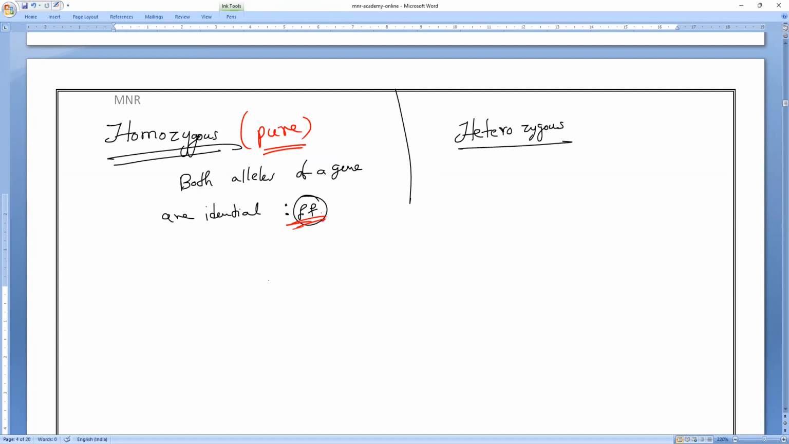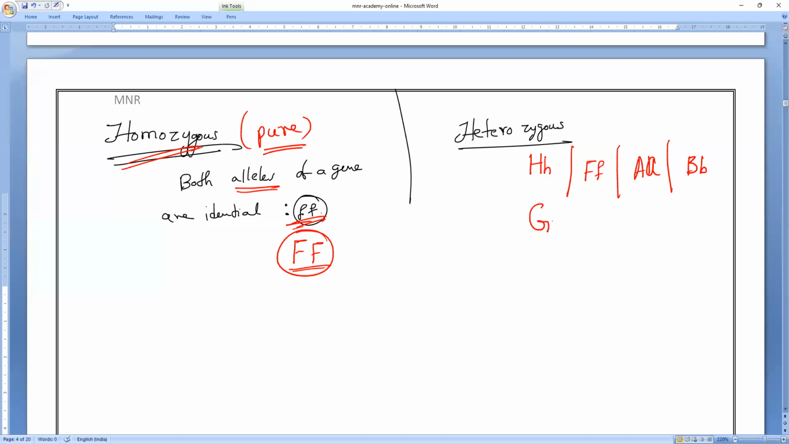Same, ff is homozygous. If I write capital F and capital F, is this also homozygous or heterozygous? Homozygous. Are you clear, everyone? If it is pure alleles, both alleles are same, that is called homozygous. Please note it. Heterozygous means both alleles are not the same. If I write capital H and small h, or capital F and small f, or capital A and small a, or capital B and small b, or green color and yellow color, capital G and small g.